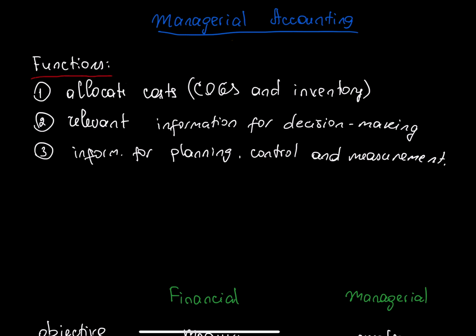Number one, it allocates costs between cost of the goods sold and inventories for internal and external profit reporting. Number two, it provides relevant information to help managers to make better decisions. Number three is to provide information for planning, control, and performance measurement, as well as continuous improvement.